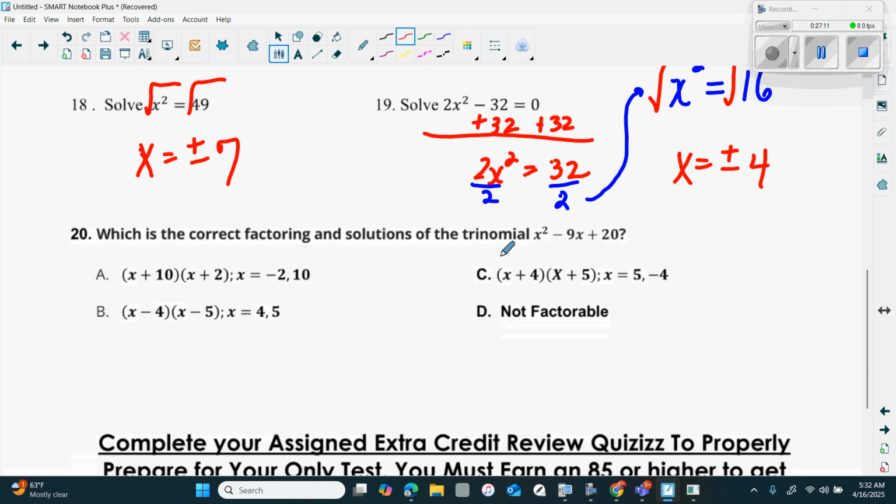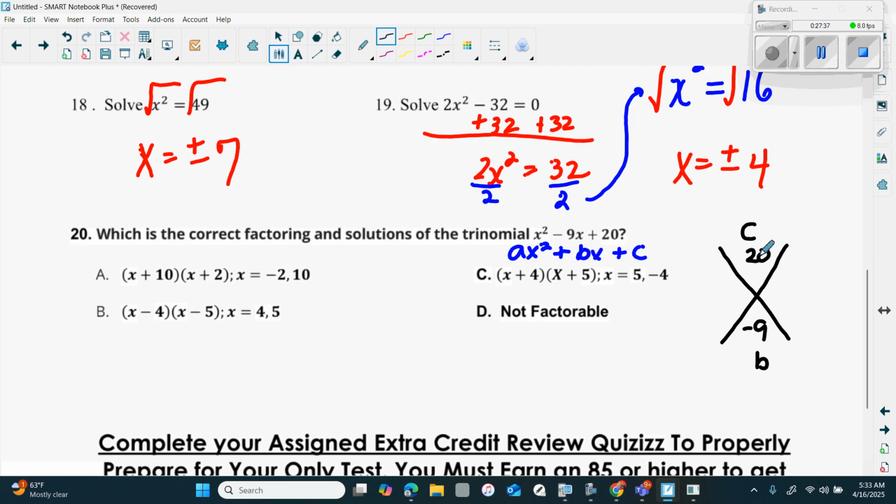Now, here is when we're doing factoring. This is in standard form, your ax squared plus bx plus c. And this is where the a is an invisible 1. So this is when we go to our x puzzle. Remember, the last term, the c, goes on the top, the b goes on the bottom. Our c here is 20. Our b is a -9.